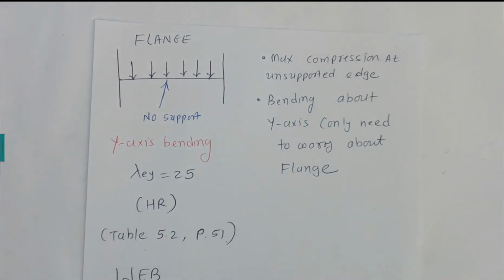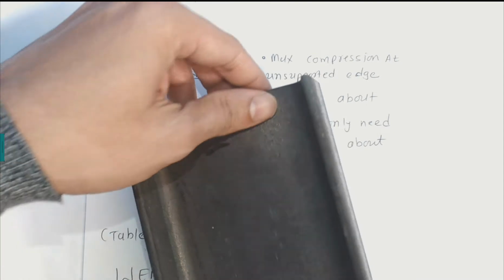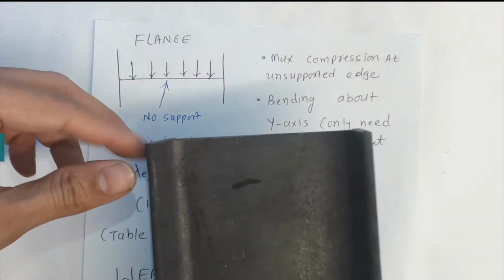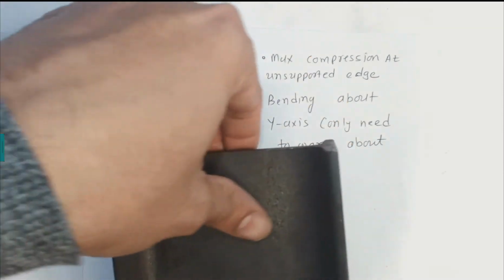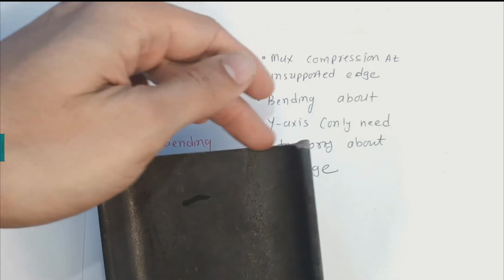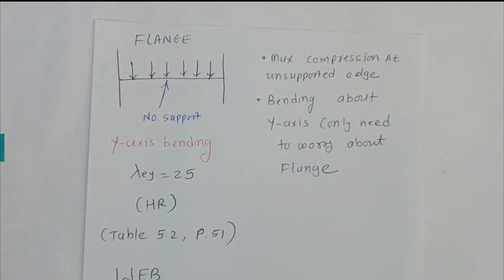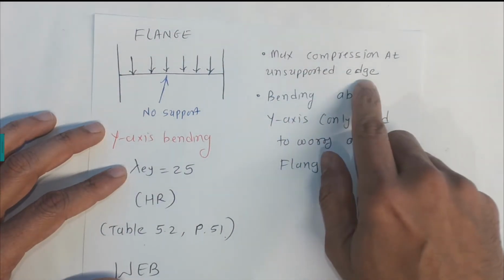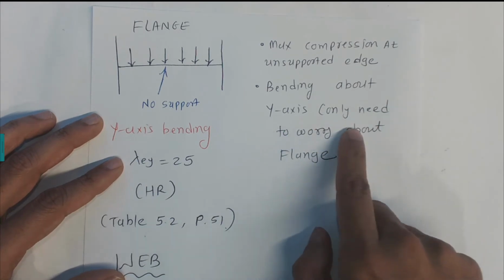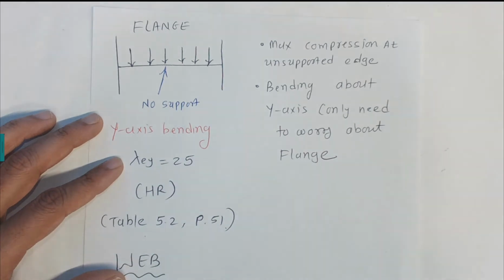If I take this I-beam and bend about this axis, there is no support for these flanges. If I bend it like this about the y-axis, this has no support. So the maximum compression is at the unsupported edge, and it is bending about the y-axis only. We only need to worry about the flanges.